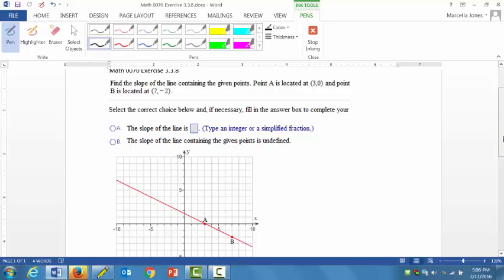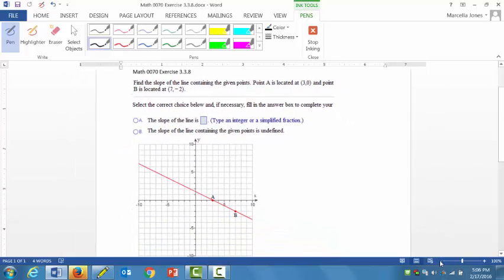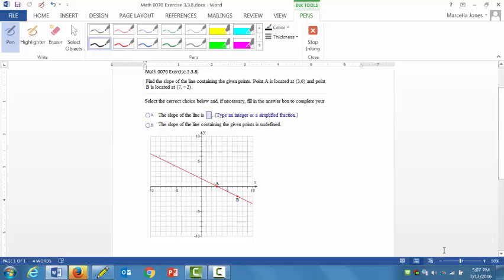Let's take a look at number 8 from section 3.3. Here we want to find the slope containing the points A and B. A has coordinates 3, 0, and B has coordinates 7, -2. So we have two ways we can find the slope.